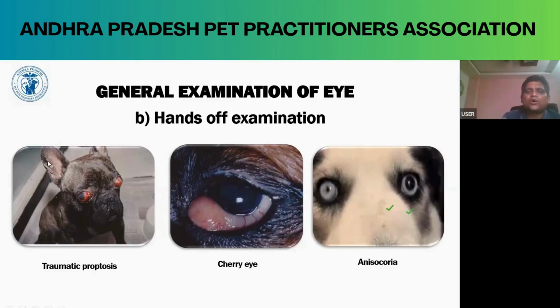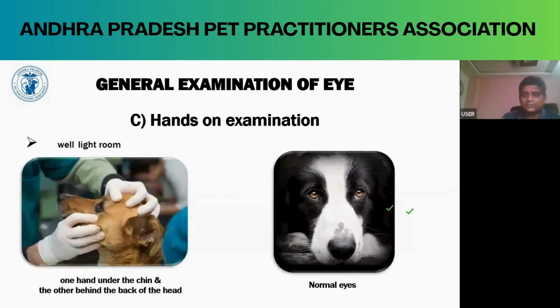And cherry eye is a common condition which we commonly observe in Shih Tzus or Beagles. Cherry eye is nothing but a prolapse of the nictitating gland, or the third eyelid gland. And the third image shows anisocoria. You can clearly see the difference in pupil size. The right eye is showing constriction, whereas the left eye is showing dilatation. So there is an unequal size of the pupils, for which we use the term anisocoria. After the hands-off examination, we have to go for the hands-on examination.